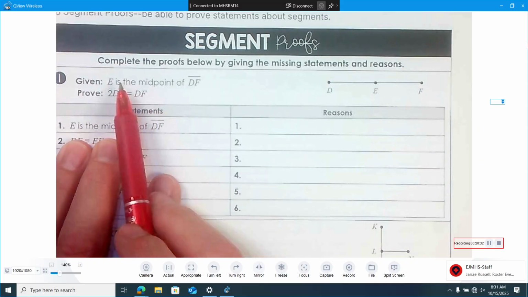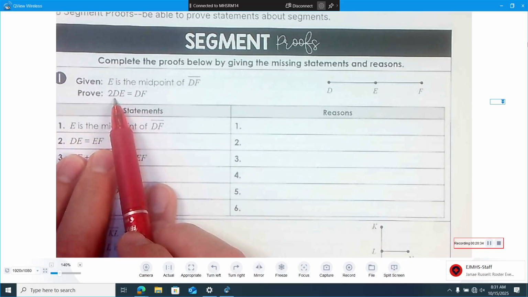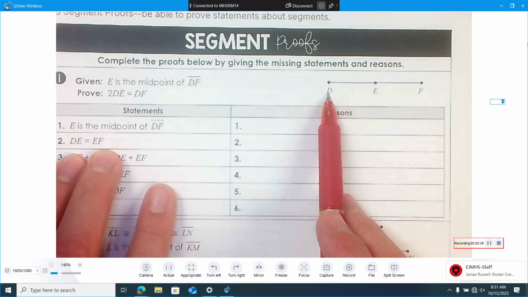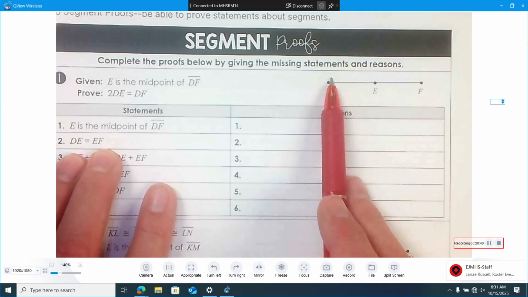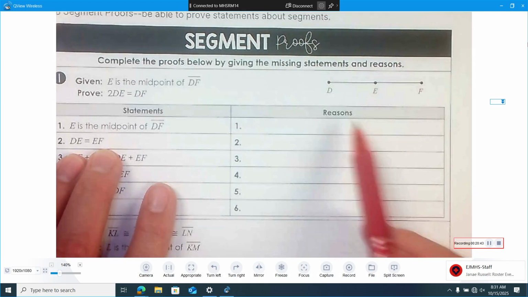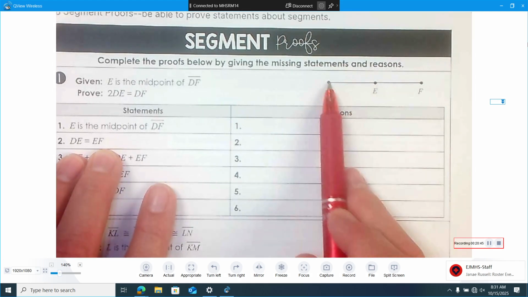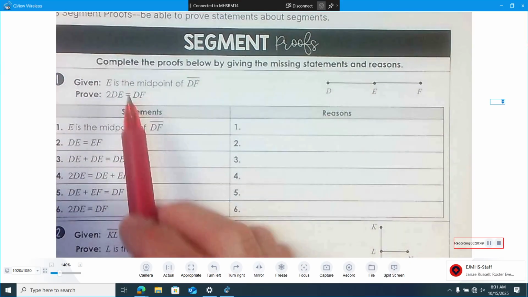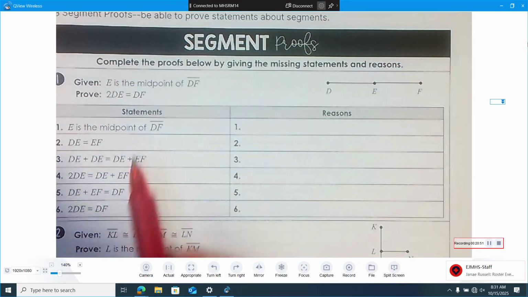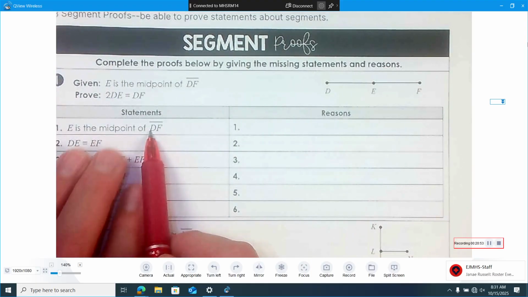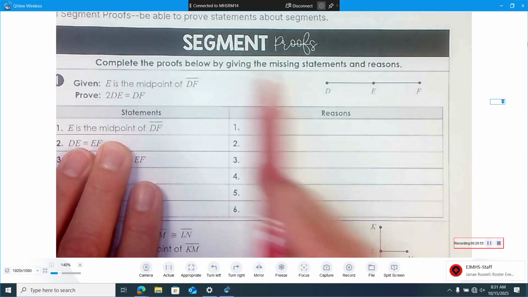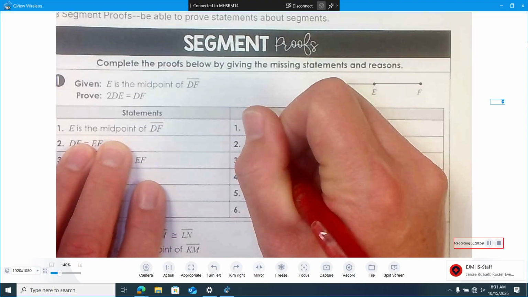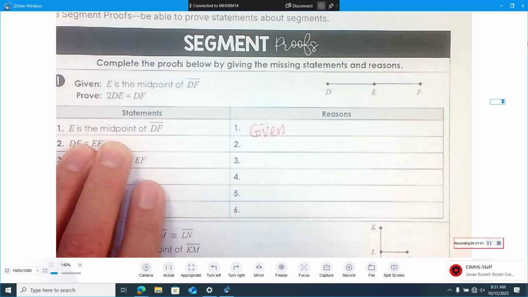Again, we are trying to prove that 2DE is equal to the whole segment. If I double the length of DE, that's going to give me the whole segment. That's kind of interesting. And the only thing we're starting out with is that E is the midpoint of DF. What is my reason for E is the midpoint of DF? Given. Always a good place to start with the given.